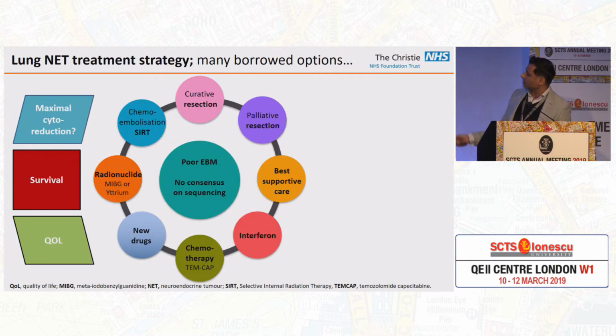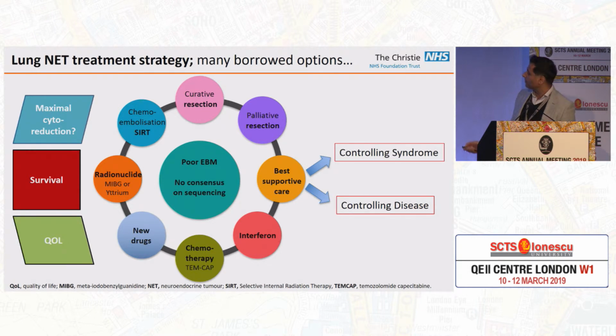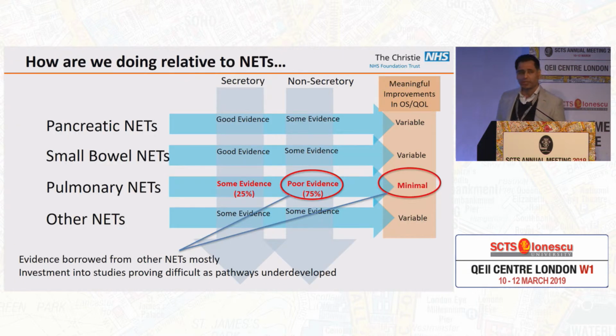But the problem with the lung nets is there are many, many options, but there is very little evidence base to it. And there is no consensus on sequencing. We don't know which order to give these drugs. But if we divide them up into the syndromic patients and the non-syndromic patients, then we can separate the talk out. This slide tells a story as well, and it's really a story of failing.